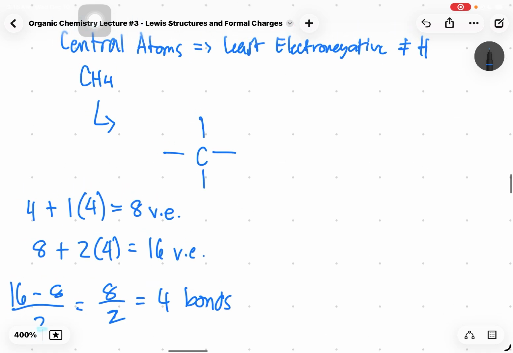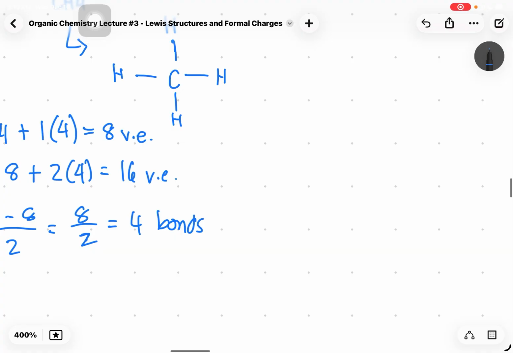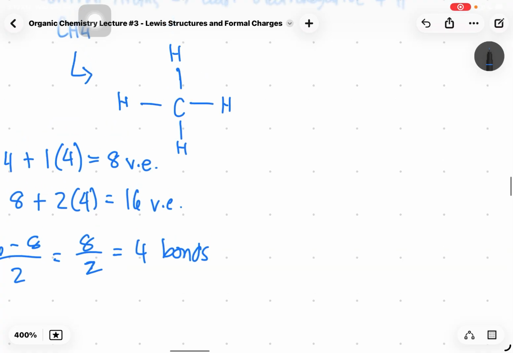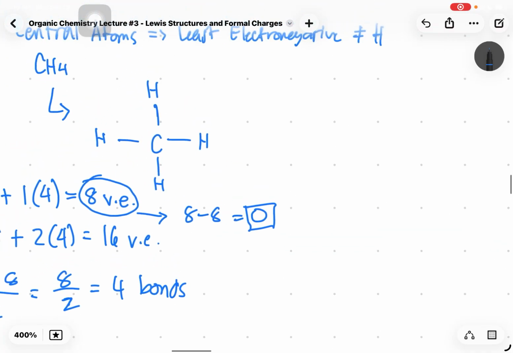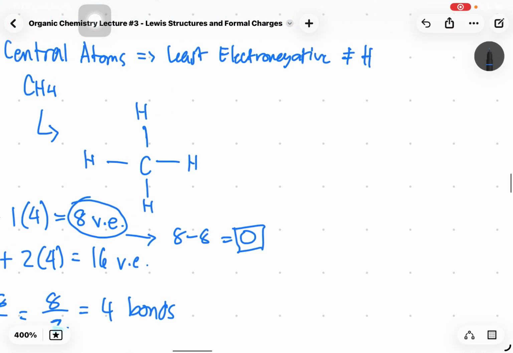And that should already satisfy the octet rule for carbon, so there you go. And since we have 4 bonds, that's 8 electrons. We subtract that from the value of the valence electrons in the ground state. So it's 8 minus 8, that's 0. And once the number reaches 0, that means the structure should be complete and stable. So this is a correct way to draw the Lewis structure of CH4, also known as methane.